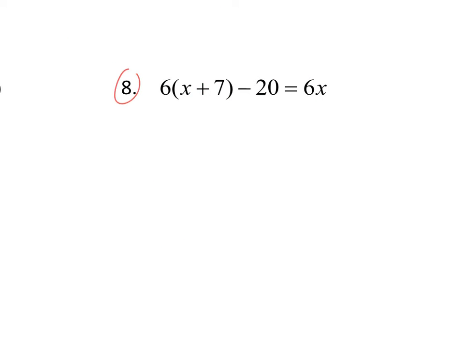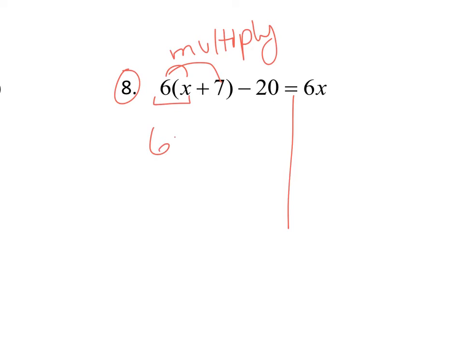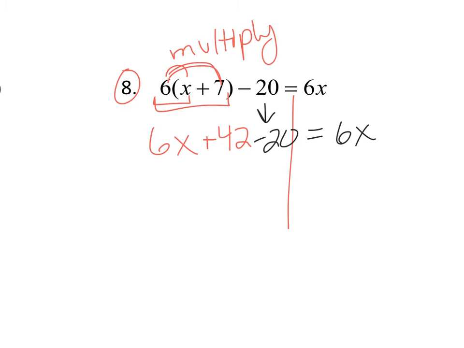Going to number 8 on the front. So we have parentheses. Parentheses right away mean we need to distribute. So whether we're doing order of operations or we're solving, parentheses always comes first. So when you distribute, remember you multiply. So I'm going to multiply 6 times x, which is 6x. 6 times positive 7 is positive 42. And then everything else just comes down. So minus 20 just moves down, equals 6x. That all stays the same.